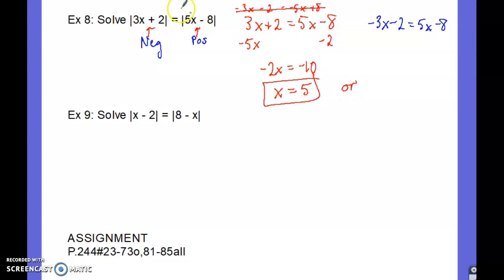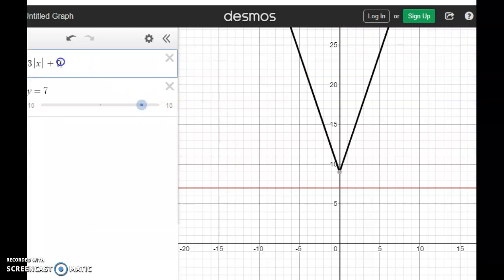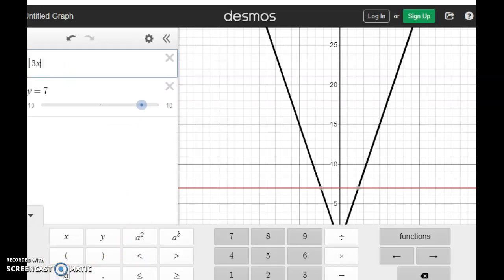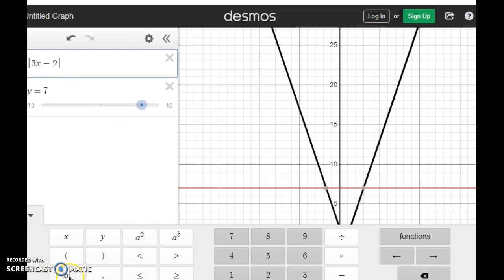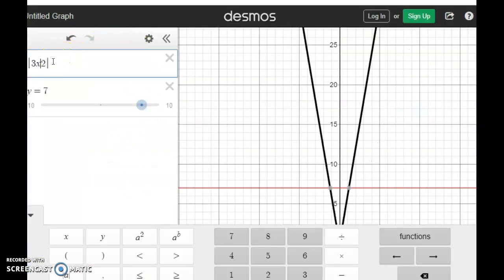Or this other scenario, but the work is the same, like subtract 5x to the left side, and this time you add 2 to the right side, to cancel these things out. So you have negative 8x is equal to negative 6. And when you divide by negative 8, you can reduce that to be positive 3/4. So you guessed it, we're going to Desmos to see what this looks like. So again, let me just delete that. Absolute value of 3x plus 2. Let me double check I'm doing that right. It's good to check your work.